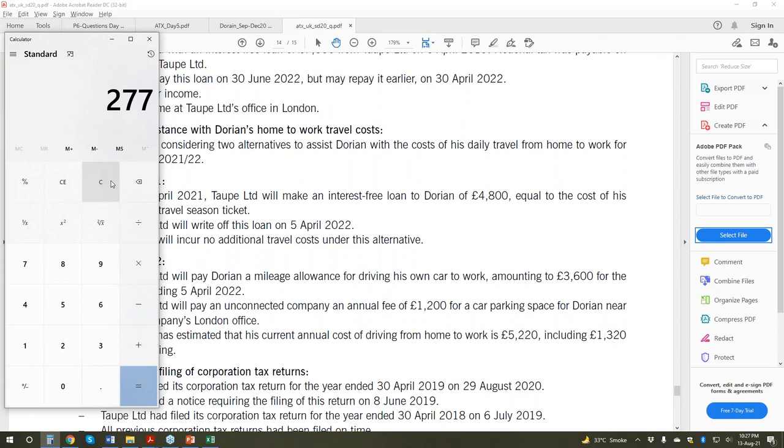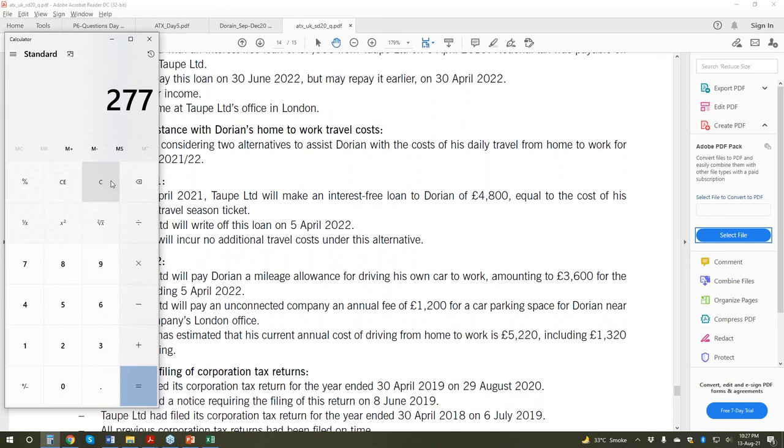So do not waste your precious time in the exam calculating both first and then taking the higher or lower of both. Do not waste your time in that. Use your brain smartly. Because no repayment is being made, firstly, and secondly, it's an interest-free loan, both will result in the same answer.